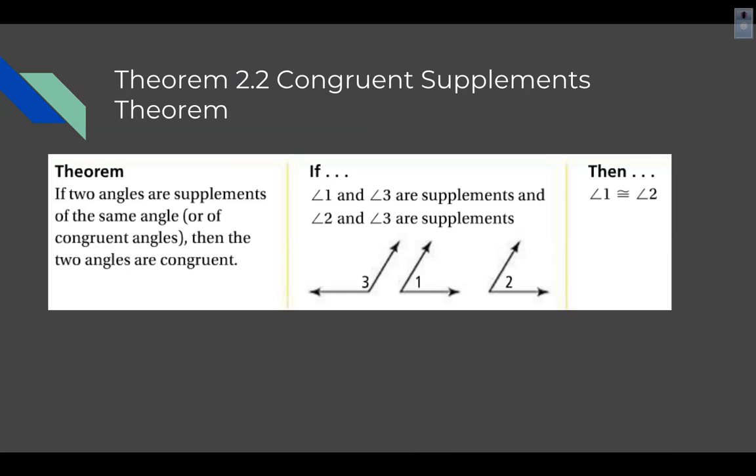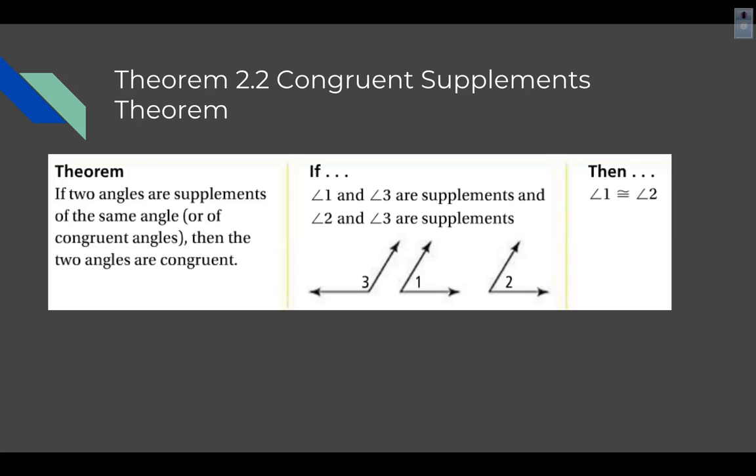This is called Theorem 2.2, the Congruent Supplements Theorem. If two angles are supplements of the same angle, or of congruent angles, then the two angles are congruent. So if 1 and 3 are supplementary, and 2 and 3 are supplementary, then angle 1 is congruent to angle 2. So if these are supplementary and these are supplementary, then 1 and 2 have to be congruent.